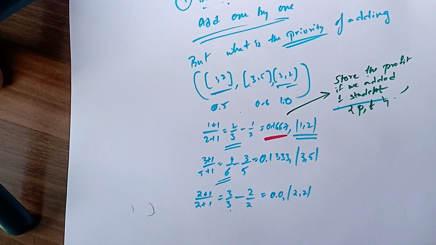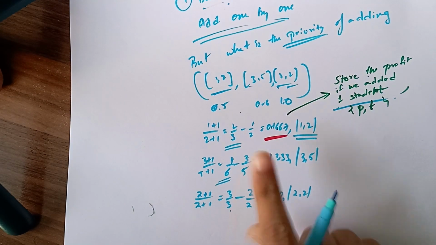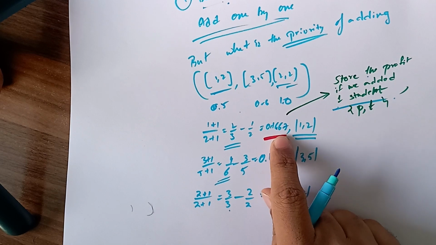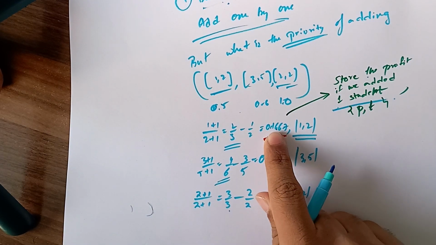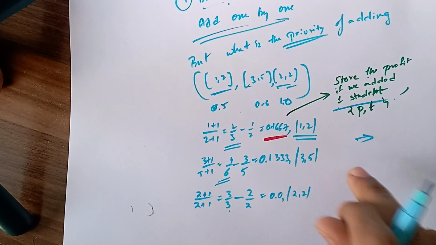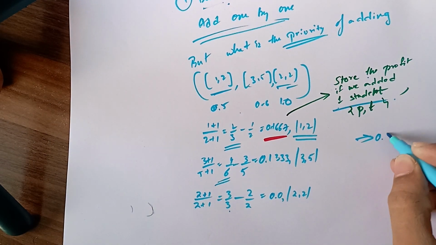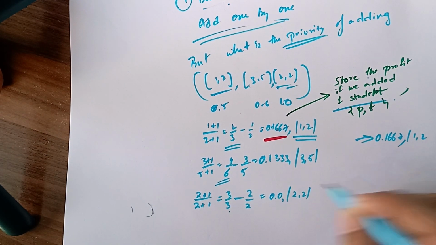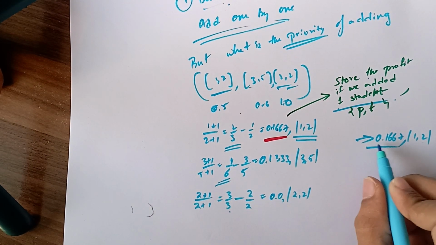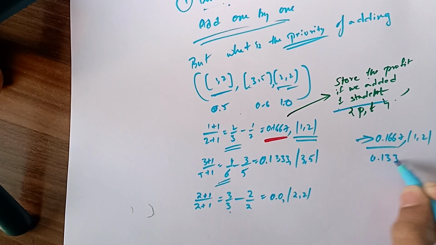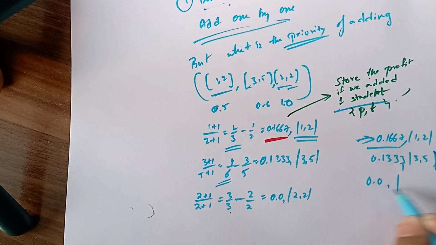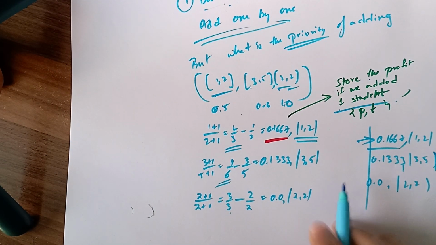Now, if you have to add one student, you will be adding to that class where it will be giving the maximum profit. So the class with the maximum profit should be coming first. We need to add that to the first element. So 0.1667, 1 comma 2. So if you added one student, you will be getting the profit of 0.1667. Now 0.1333, 3 comma 5, and 0.02 comma 2. So this is the order which we need to store.